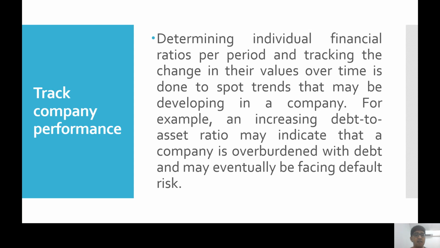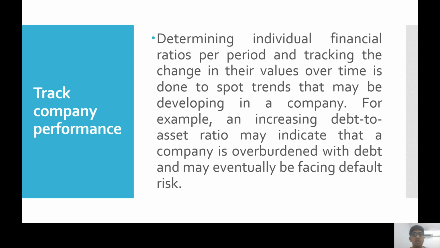As I have explained earlier, financial ratios are determined per period, and tracking the change in their values over time is done to spot trends that may be developing in a company. For example, an increasing debt to asset ratio may indicate that a company is overburdened with debt and may eventually be facing default risk. So basically, financial ratios are used to compare against the previous performance of the company.